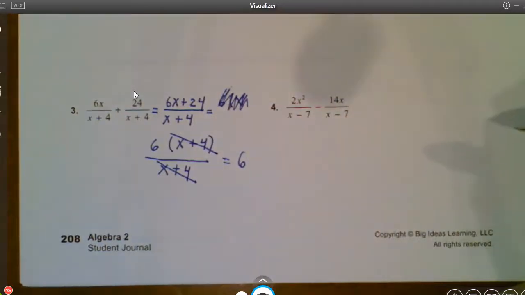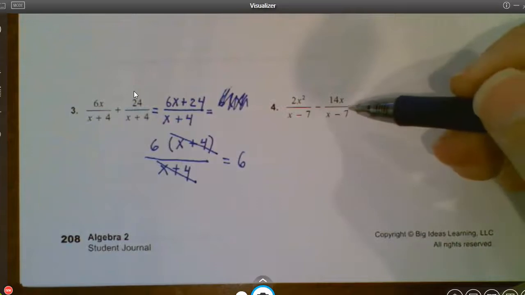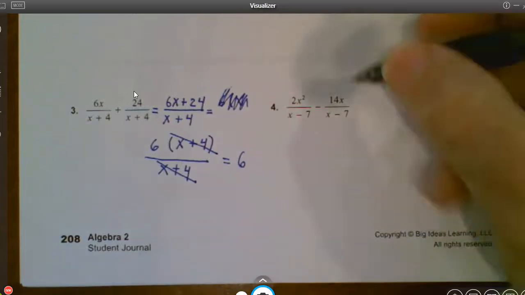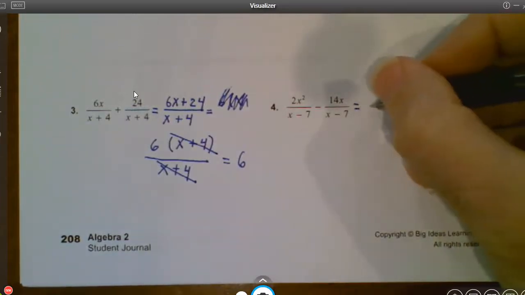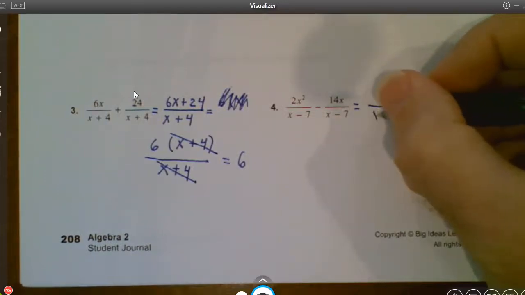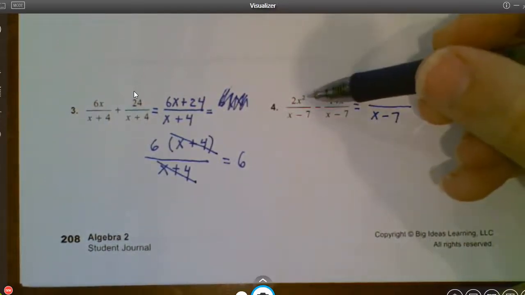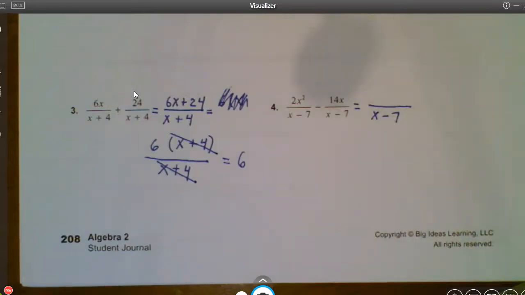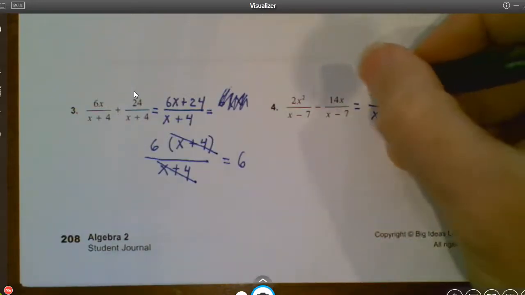So look for factoring, look for simplifying. This is a great one for you to try ahead of me. If you want to pause the video, give this one a shot. Remember, the denominator is not going to change. This one is x squared. This one is x to the first, which means they cannot be combined together. I have to keep them separate.